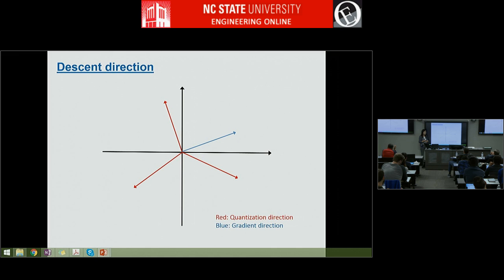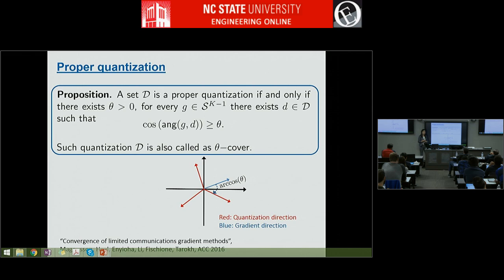Following this intuition, we define a certain quantization notion, which we call the CDAR cover. What the CDAR cover means is that we have the CDAR angle between the gradient direction and the quantization direction. So the theorem says if we want the quantization to work, then we need to make sure the CDAR cover almost covers everything in the space that we need.